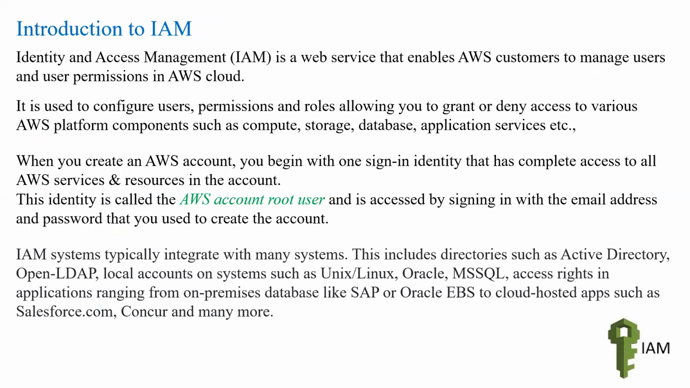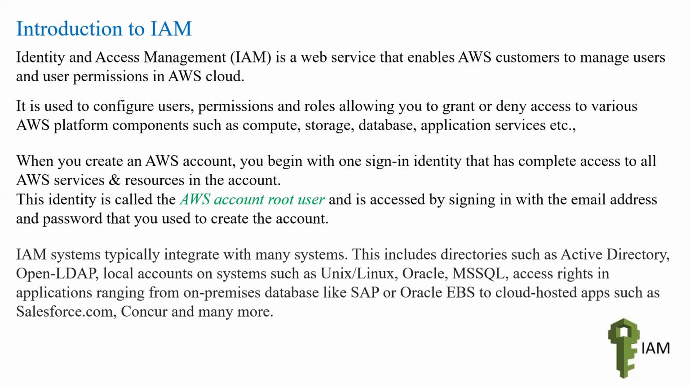So what is all about IAM? Identity and Access Management is a web service that enables AWS customers to manage users and user permissions in AWS Cloud. It is used to configure users, permissions, and roles, allowing you to grant or deny access to various AWS platform components such as compute, storage, database, application services, etc.